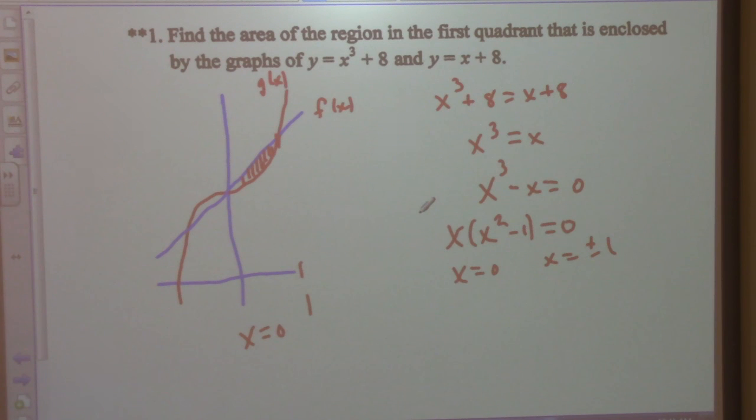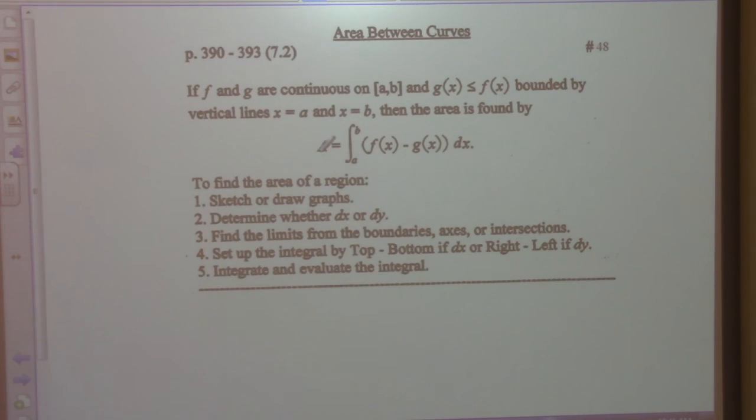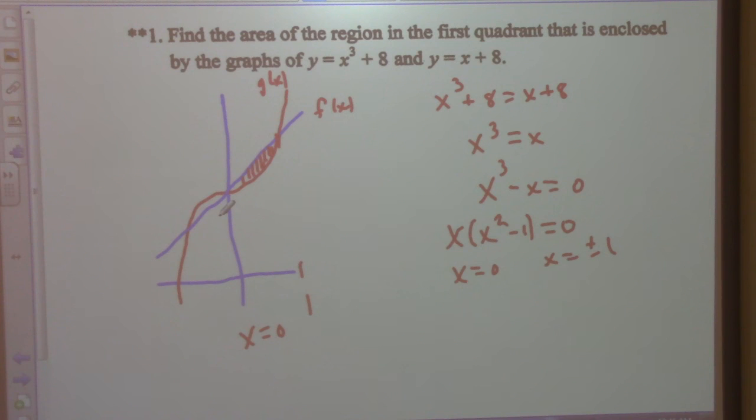Going back to the guide here, at the title of the note card here, see that? Do that. Go over this in a couple minutes.